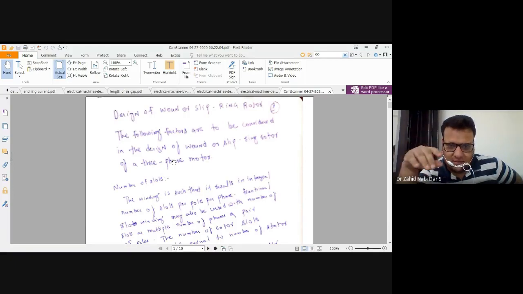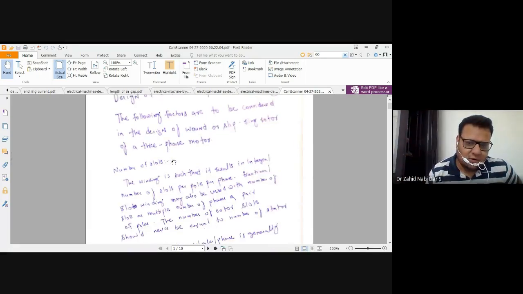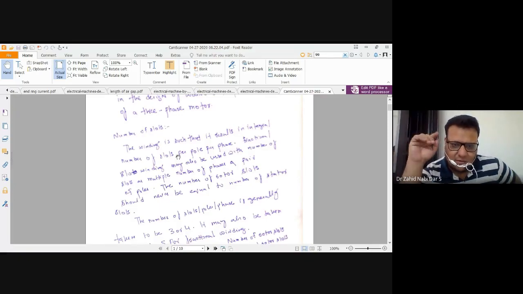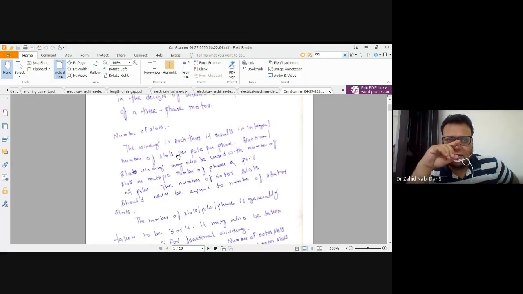So here we have to study the design of the slip ring rotor. The following factors are to be considered in the design of a wound rotor or slip ring rotor of a three-phase motor. First thing we have to see is the number of slots. The winding is such that it results in integral numbers. Yesterday also I told you, we have to make the slots such that the rotor teeth and the stator teeth should not interlock, and there is no problem of crawling.